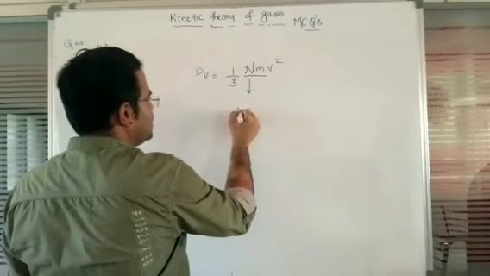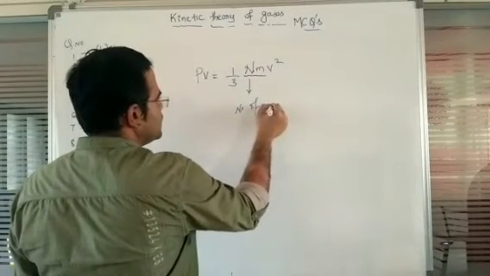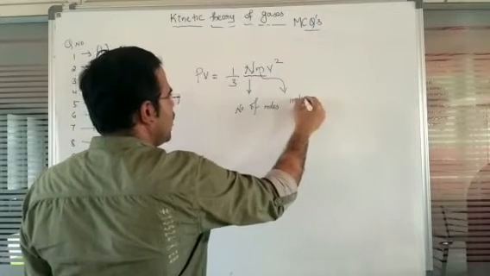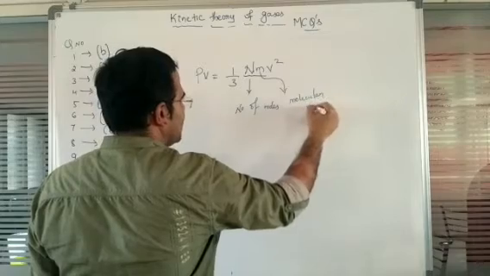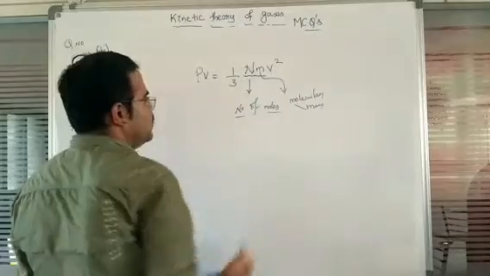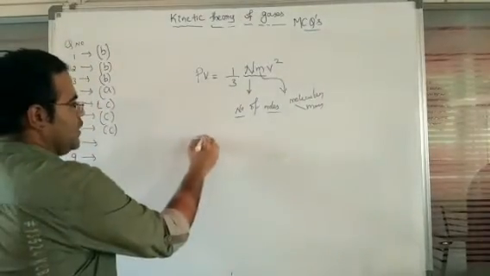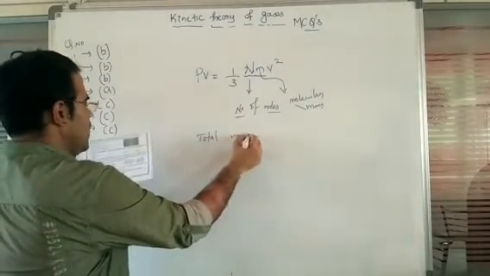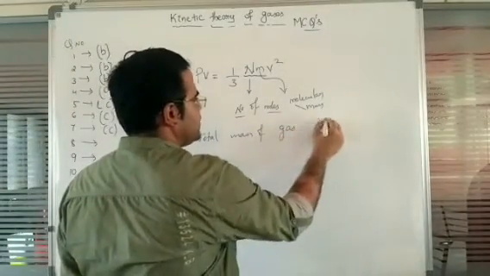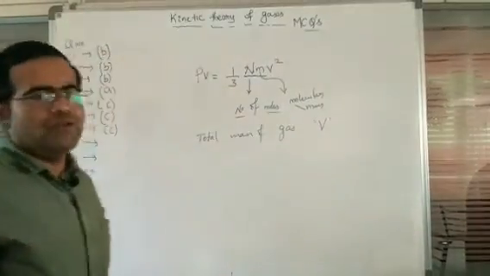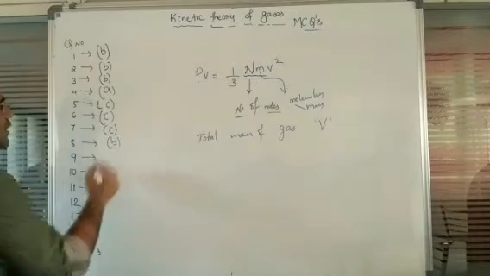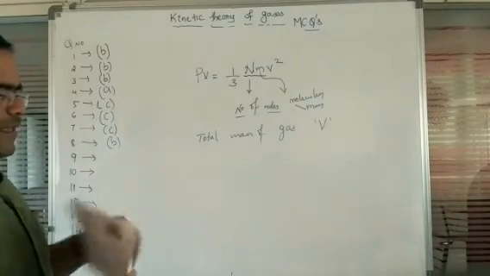N is going to represent the number of moles, and m is what we can consider the molecular mass. So the molecular mass multiplied by the number of moles gives the total mass of the gas present in the volume. So it is the total mass of gas present in a particular volume V. According to this, the option is B. So for the 8th one, we have option B here.